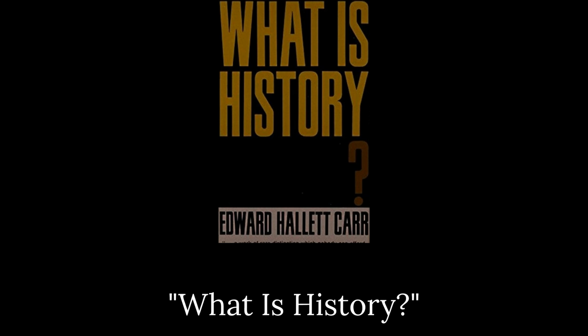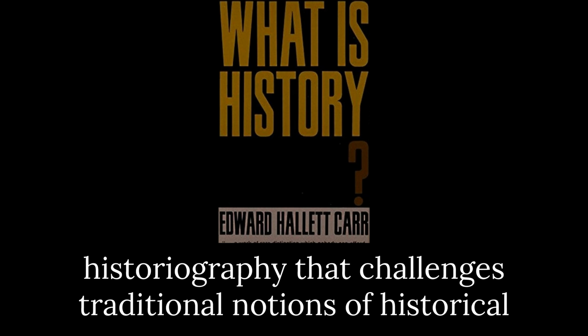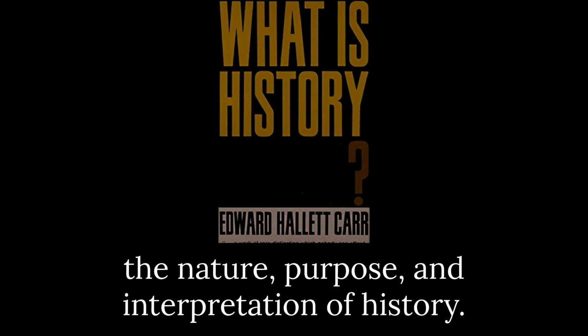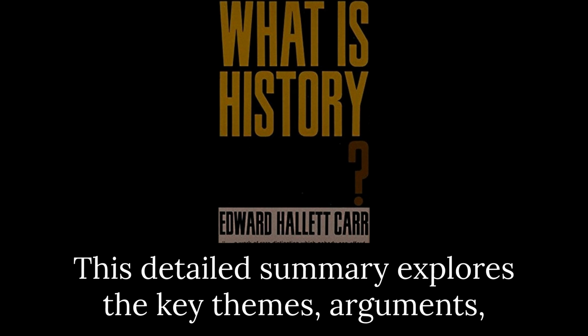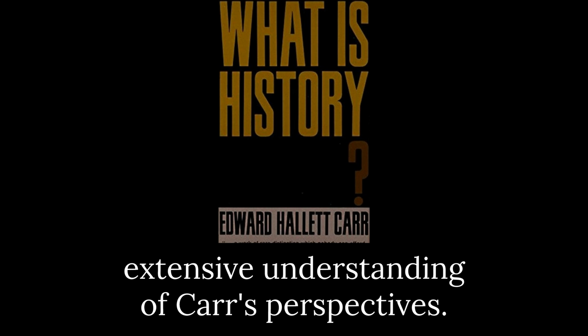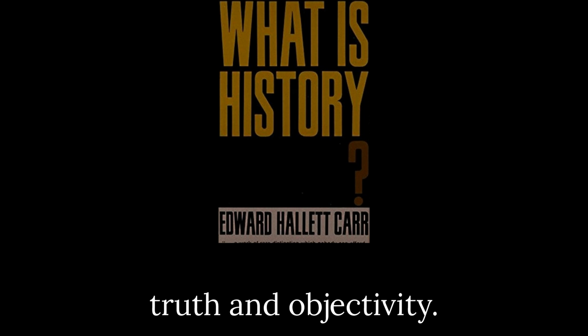What is History? By Edward Hallett Carr is a seminal work in the field of historiography that challenges traditional notions of historical objectivity and offers a comprehensive analysis of the nature, purpose, and interpretation of history. This detailed summary explores the key themes, arguments, and concepts presented in the book, providing an extensive understanding of Carr's perspectives. The book begins by questioning the concept of historical truth and objectivity.